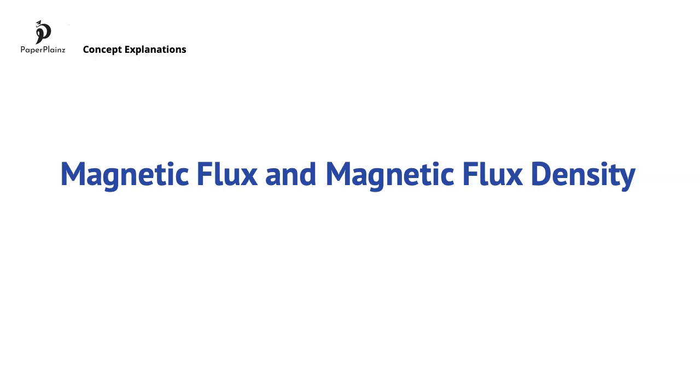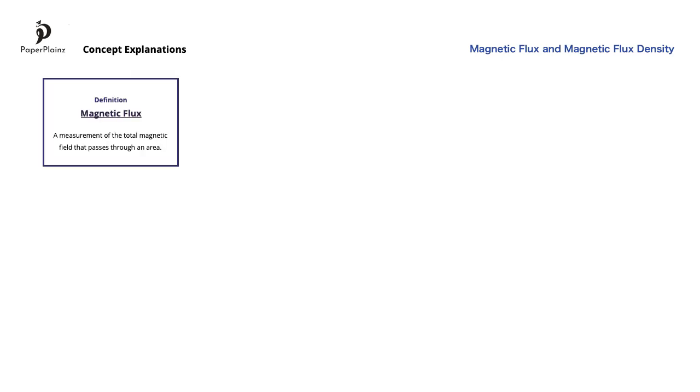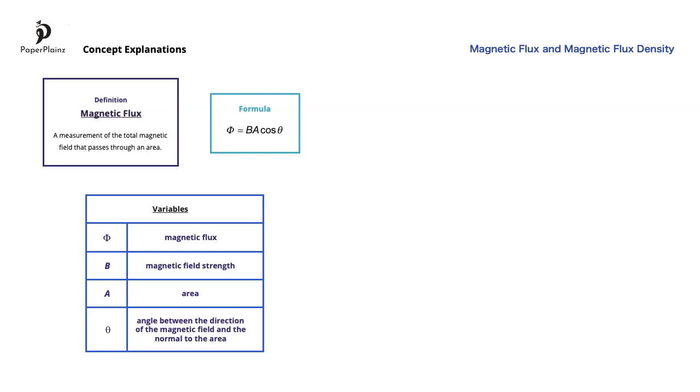This video is about magnetic flux and magnetic flux density. One way to define magnetic flux is that it is a measurement of the total magnetic field that passes through an area. This is the formula that you find in the IB Physics data booklet to calculate magnetic flux, and here are the variables. The symbol for magnetic flux is the Greek capital letter phi.